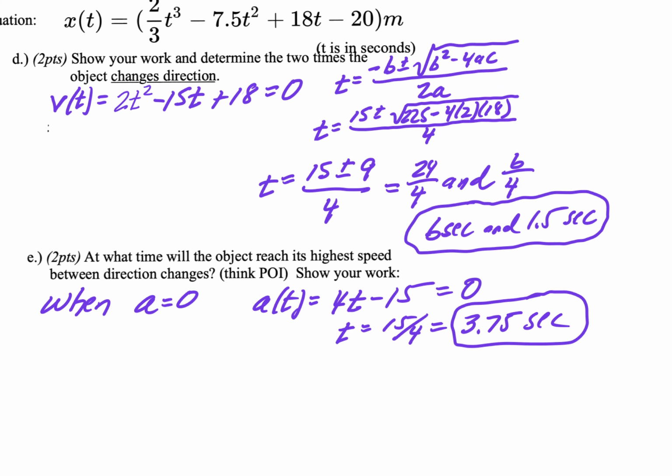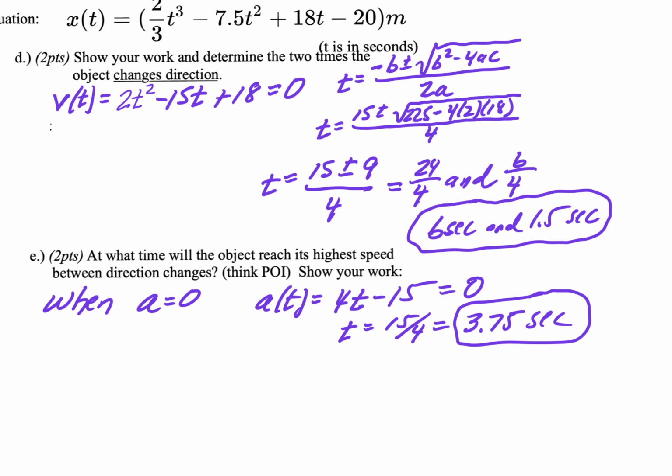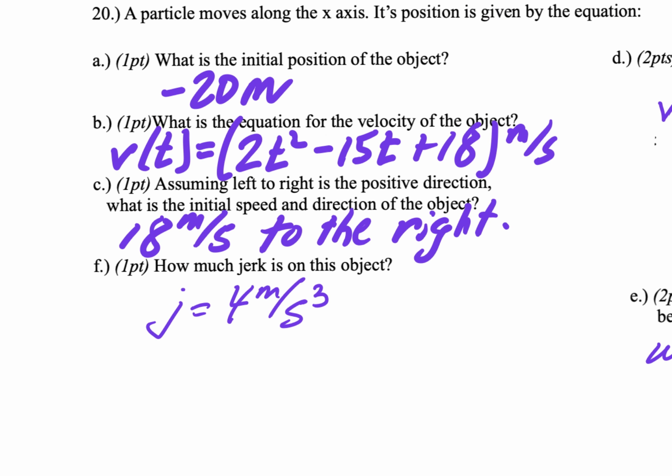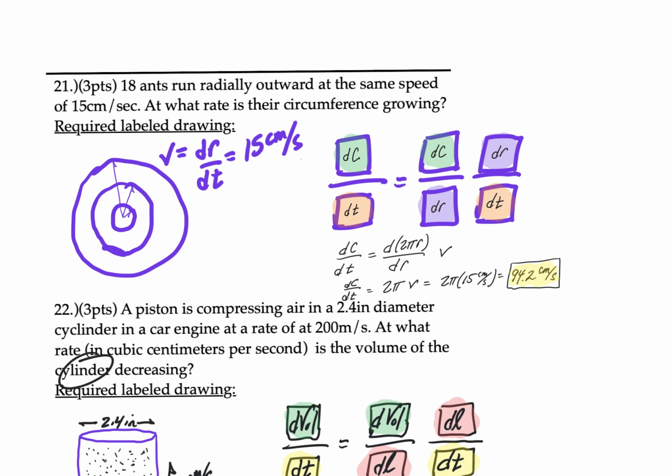And then the next part says, what time will the object reach its highest speed? That's just setting acceleration equal to 0. First, to find acceleration, do the derivative, and then set it equal to 0. And we get 3.75 seconds. And then it says, what's the jerk? You just take the derivative again, and that's 4. Okay, now we get to 21 and 22.